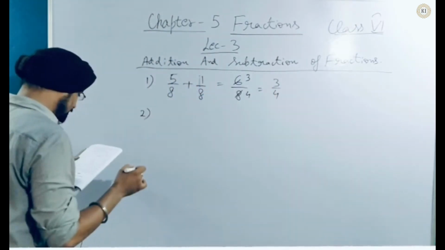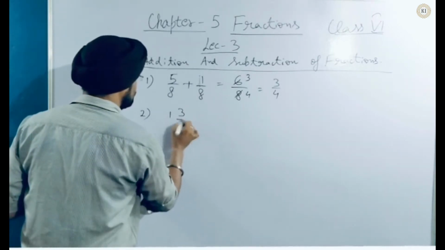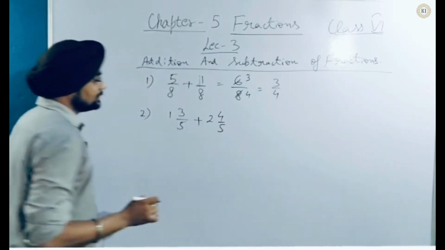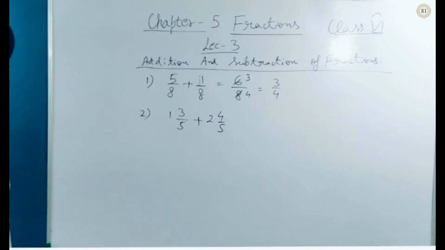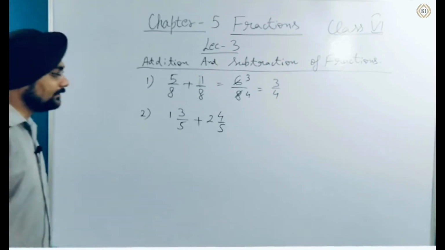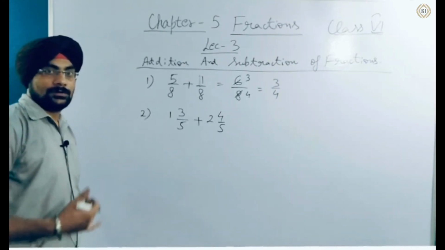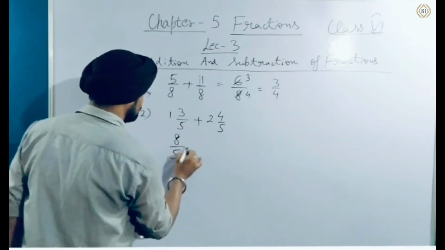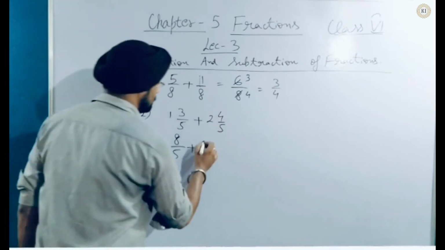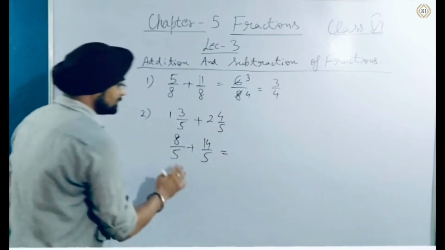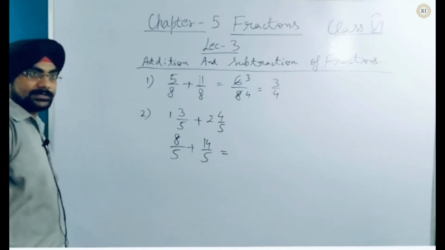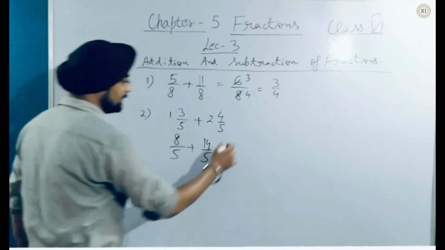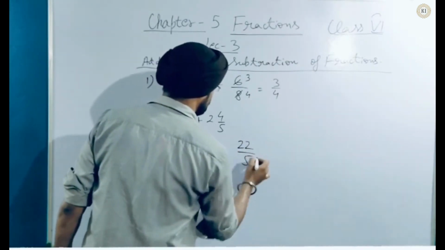Second question: if we get 1 whole 3 by 5 plus 2 whole 4 by 5, you can see that both numbers are mixed fractions. So first we have to convert them into improper fractions. 5 ones are 5, 5 plus 3 is 8, and 5 twos are 10, 10 plus 4 is 14. Now you can see that these are like fractions because the denominators are the same. In the case of like fractions, we simply add the numerators. 14 plus 8 will be 22 upon 5.